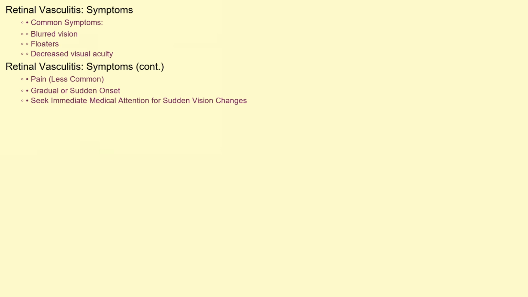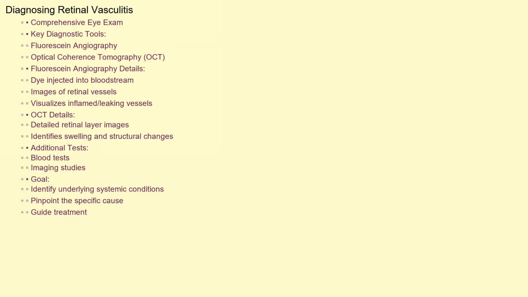The symptoms of retinal vasculitis can vary depending on the severity and location of the inflammation. Common symptoms include blurred vision, floaters, those little specks or strands that drift across your field of vision, and decreased visual acuity. Some individuals may experience pain, though this is less common. The onset of symptoms can be gradual or sudden. It's crucial to seek immediate medical attention if you experience any sudden changes in your vision, as early diagnosis and treatment are critical.